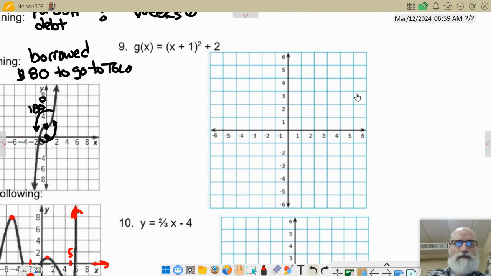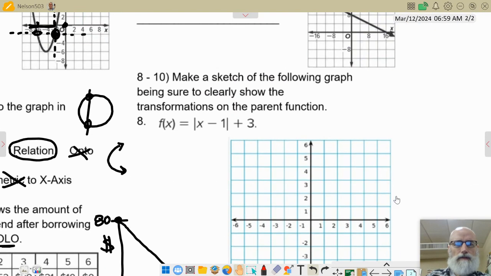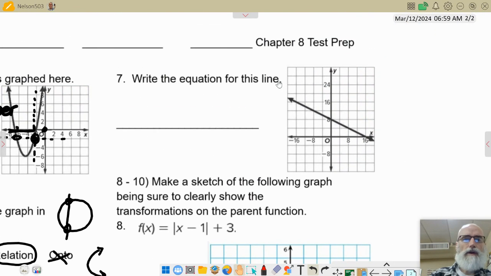We're on problem 7. Look at us, we're cranking along here. Write the equation for this line. Whenever I see a line where I can easily tell the slope and the y-intercept, I'm going to put it into slope-intercept form: y equals mx plus b.